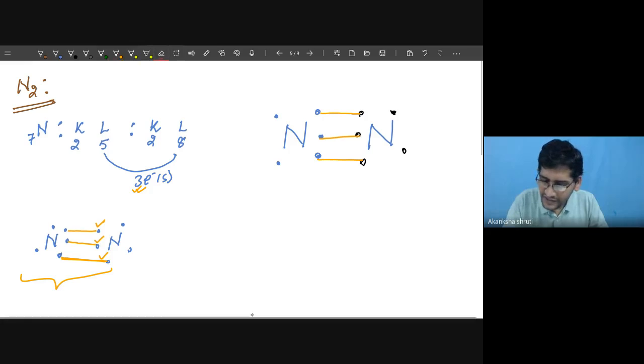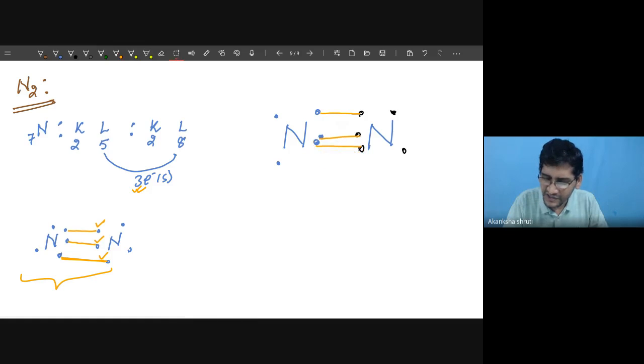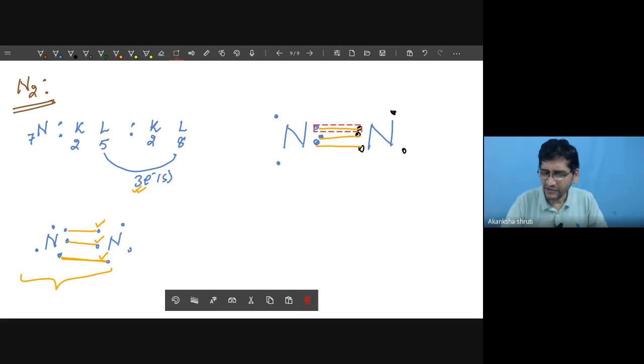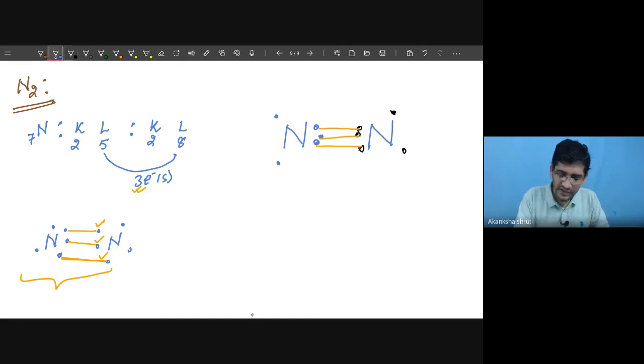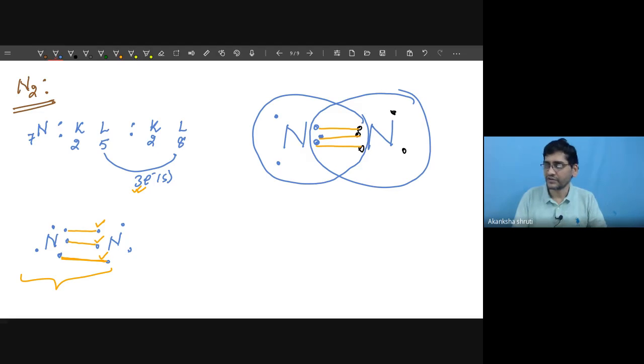For writing that shared electron, let me bring it closer so that I can draw the structure easily. Now, in the structure of N2, for the left nitrogen the area is up to this point, and for the right nitrogen, the atomic size will deform and it will be up to this point. So this is the way.